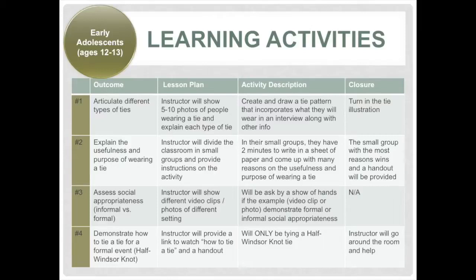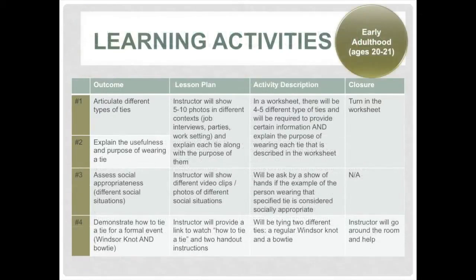And the third learning outcome, the instructor will show different video clips and photos in which, in a group discussion, the class will decide whether the setting, formal or informal, shows social appropriateness. In the fourth learning outcome, the instructor will provide a link as well as an illustration handout. In this particular group, there will only be one type of tie, and the instructor will go around the room and help the students.